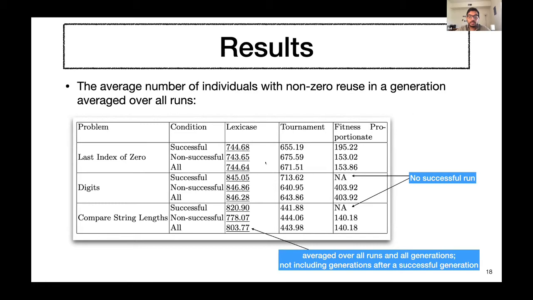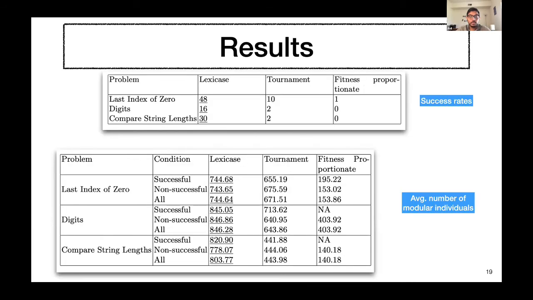And we have presented the data both for the runs that produced a solution and the runs that failed to produce a solution. Clearly, the number of individuals with non-zero reuse with Lexical Selection is significantly higher than with any other selection methods. And also, as you can see from the last two tables, there seems to be a correlation between the number of individuals with non-zero reuse and the number of successful runs. For example, Lexical Selection, which has the highest success rate, also has the highest number of modular individuals in a generation.